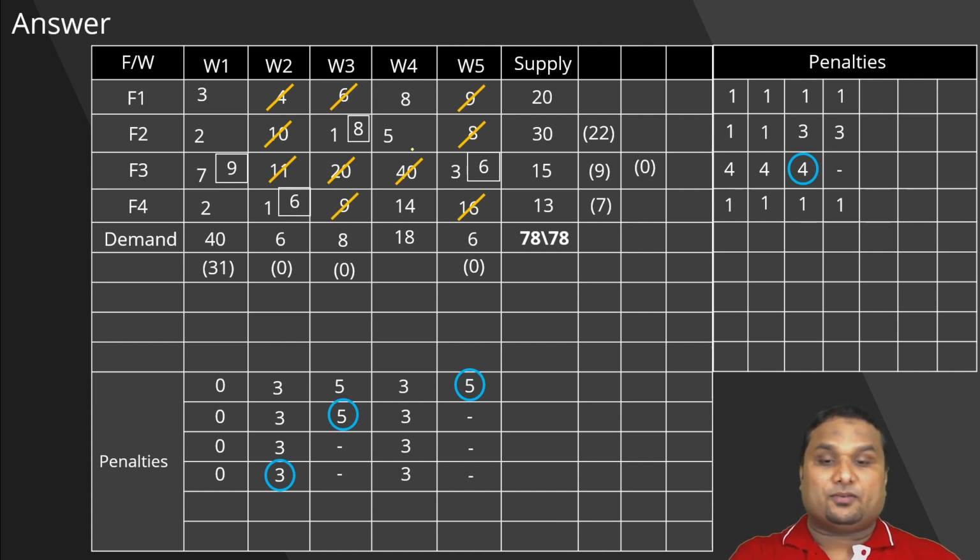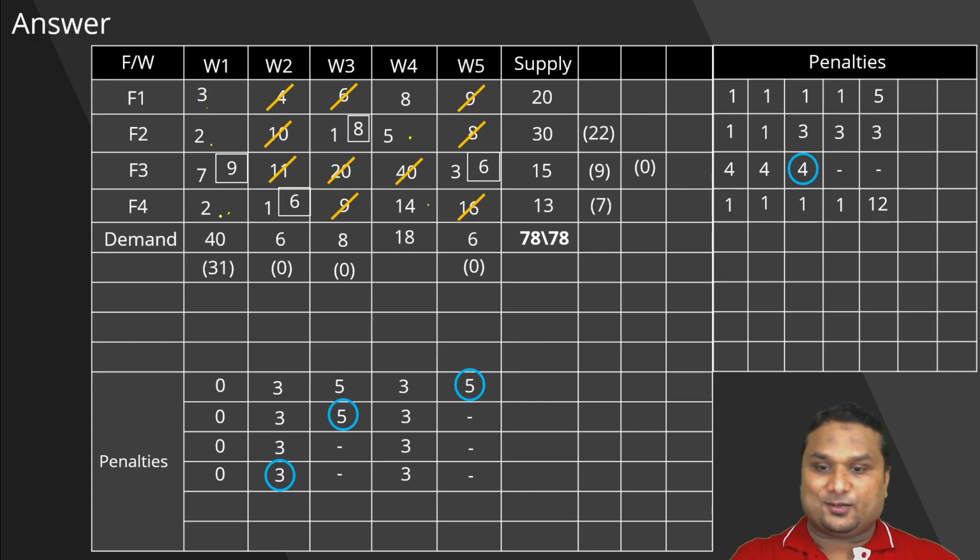So now again we have to find out the row penalty. The penalty is 3 and 8. The penalty is 5. Next is 2 and 5. The penalty is 3. Next is 2 and 14. This is the super penalty. This is 12. Here there is no penalty in this column.